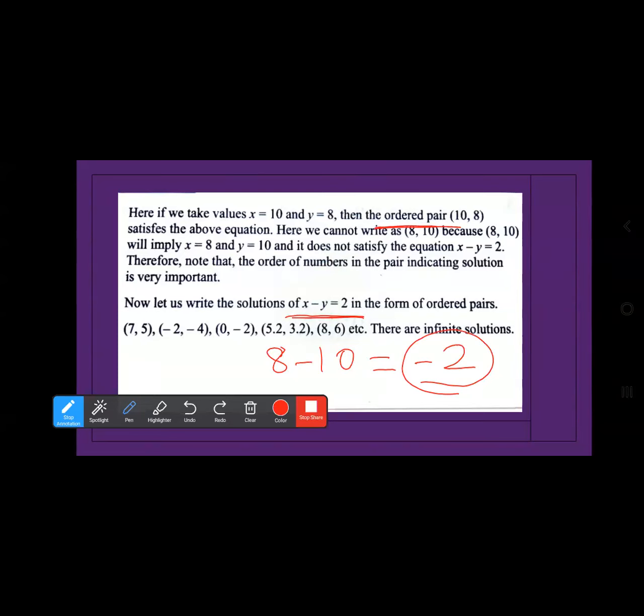Now some equations will be given, like x plus y equals 5. So you have infinite solutions for this. You can take positive numbers, you can take negative numbers, but what is important is writing in the ordered pair. First it should always be x, then it should be y.